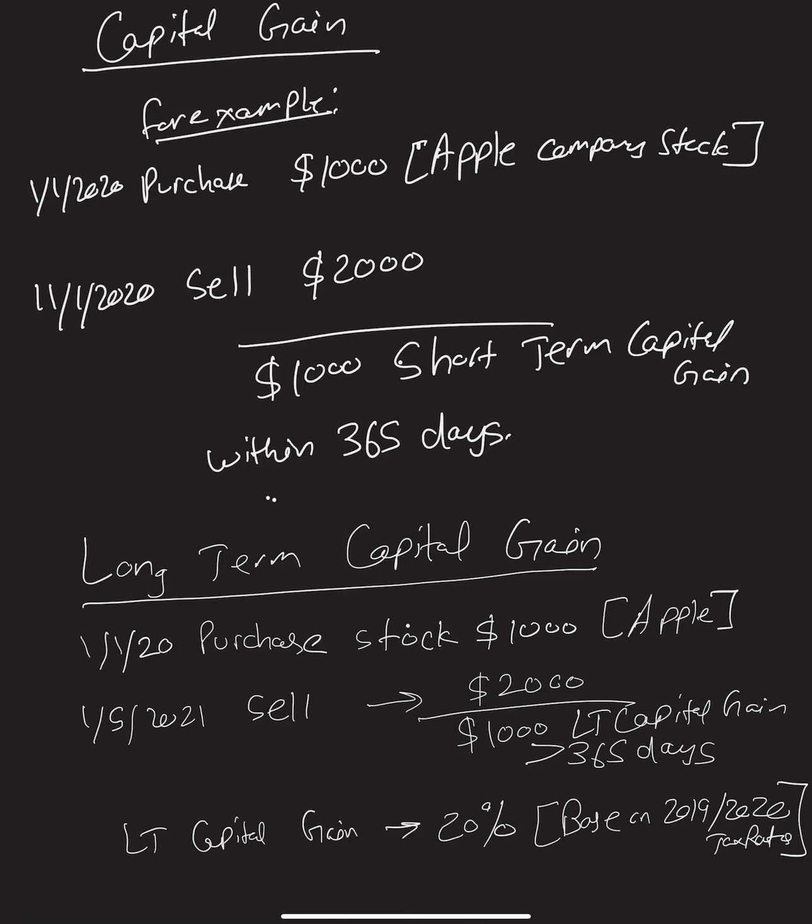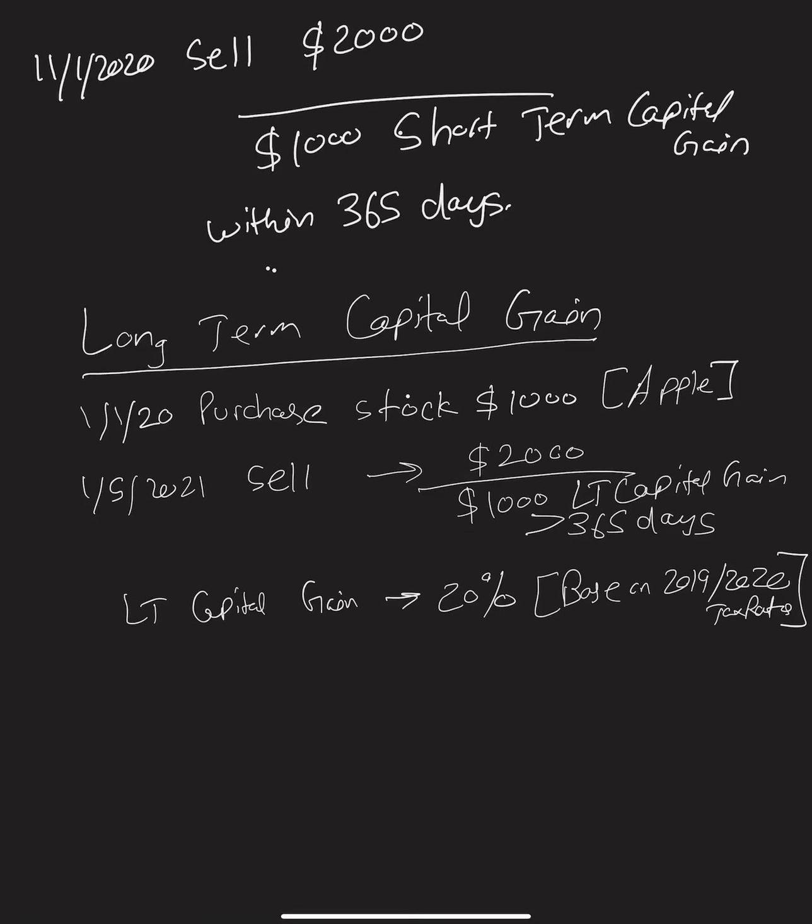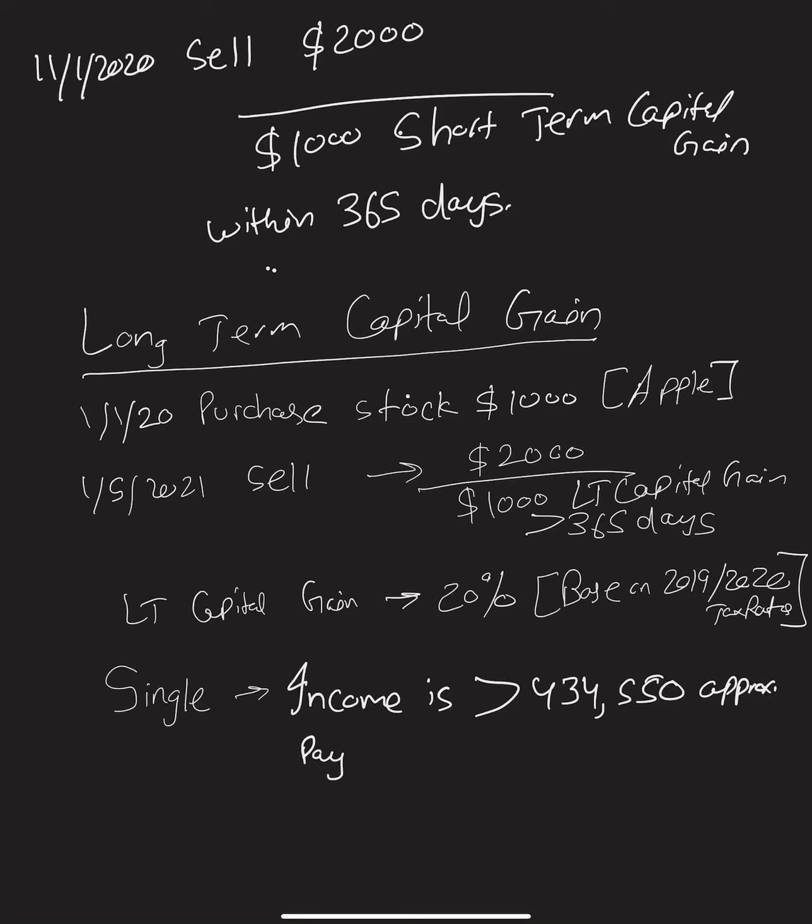So of course, if you are single, and your income is more than approximately $434,550, you will pay about 20% tax on the federal side.